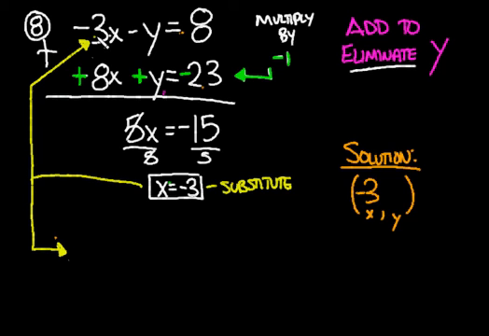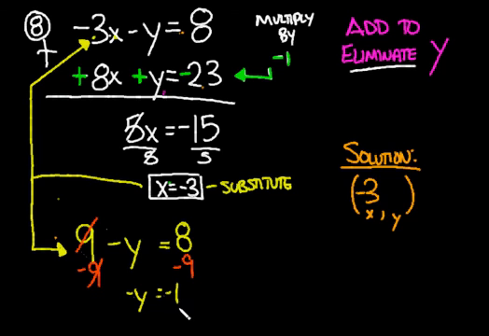So you got negative 3 times the x. We know x is negative 3, so this is negative 3 times negative 3, which makes positive 9. Then there's a minus y. That equals 8. 9 minus y equals 8. Hopefully you do that one in your brain, but if not, minus 9 on each side. So we get negative y equals negative 1.